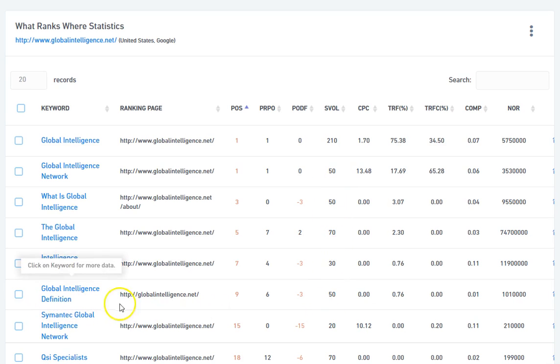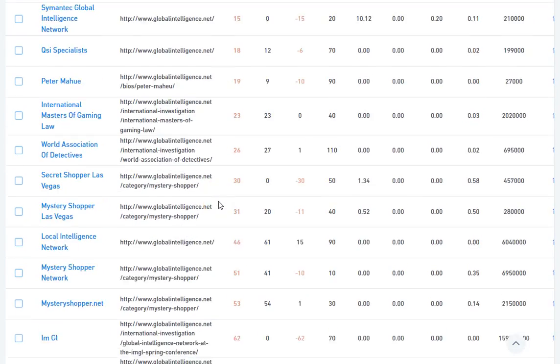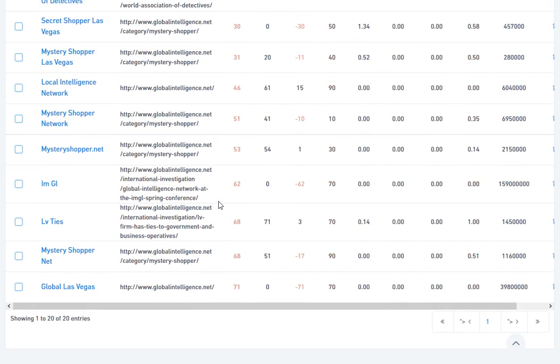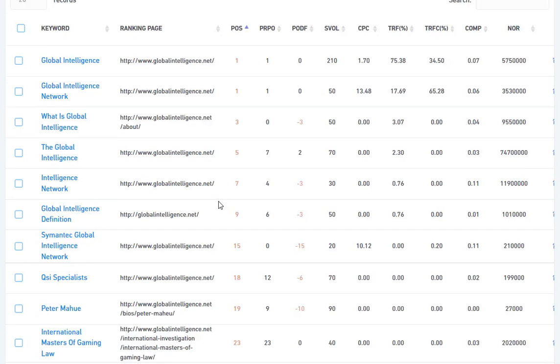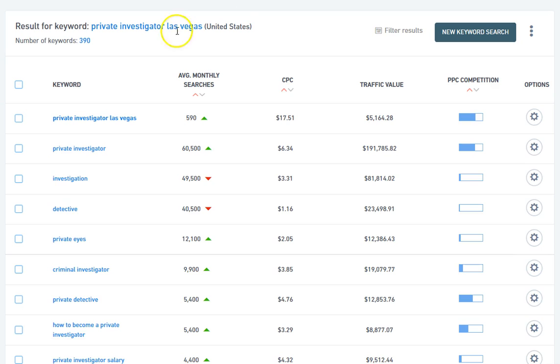So you're on page 1 up into this keyword right here. A lot of it is intelligence and network, global intelligence definition, then you start going on page 2. And I didn't really see anything that could be utilized besides your business name. If you're doing a lot of branding, that would actually help you with getting customers into the site and keeping them engaged and staying longer.